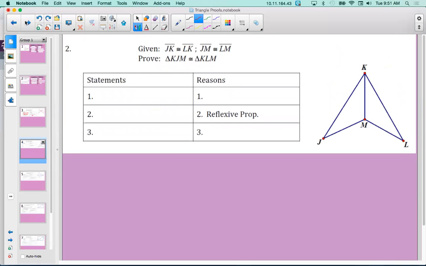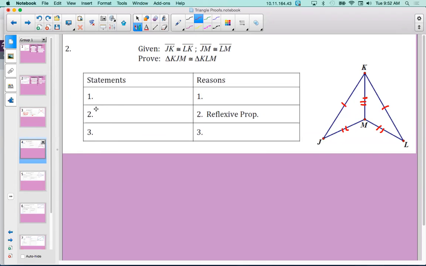All right, here's one where we are given two congruent sides. We've got JK is congruent to LK. I'm going to mark those. And JM is congruent to LM. And we have a shared side, which tells us that it is congruent to itself, even though it's not given, it is implied.